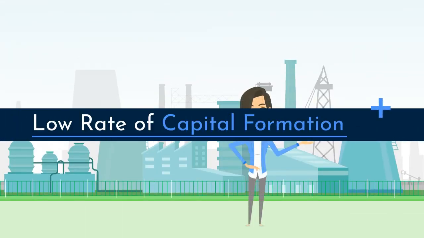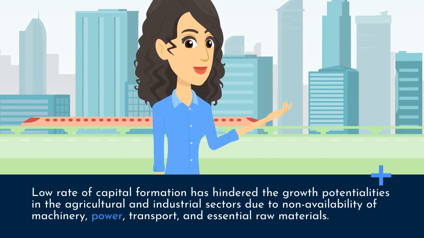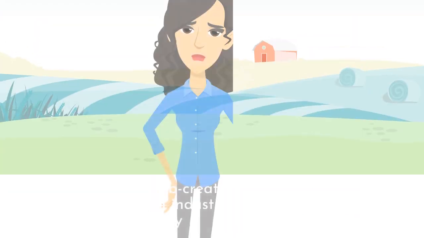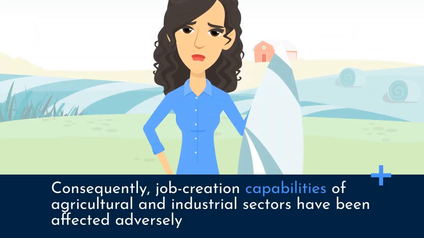Low rate of capital formation. Low rate of capital formation has hindered the growth potentialities in the agricultural and industrial sectors due to non-availability of machinery, power, transport, and essential raw materials. Consequently, job creation capabilities of agricultural and industrial sectors have been affected adversely.